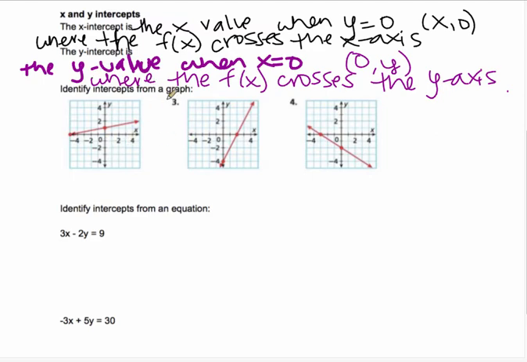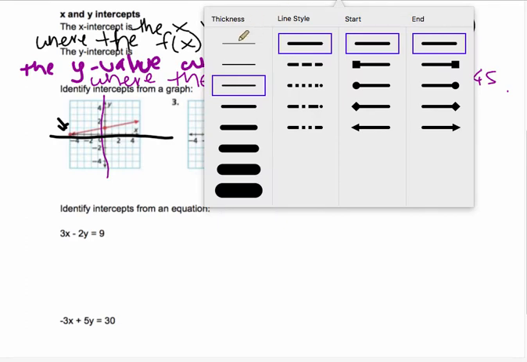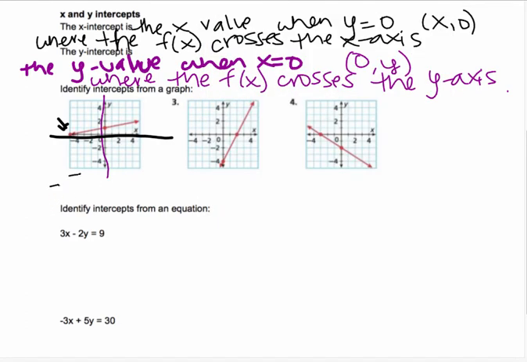So let's identify intercepts from a graph. When we're looking at a graph, we want to look at where the function crosses the x or the y-axis. Okay, remember this is the y-axis and the x-axis is here. So the x-intercept in this problem is -5. Okay, it crosses here at -5. So we would write that as -5, comma 0. That's this point here. And the y-intercept is 1. So we write that as 0, 1.